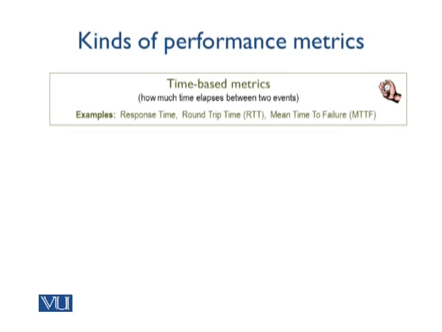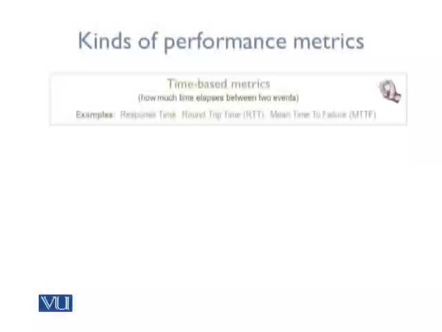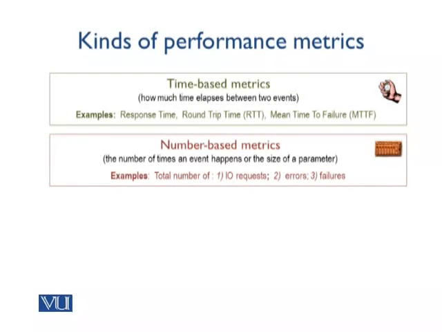Besides this, there are many metrics which measure time duration. For example, response time, mean time to failure, mean time between failures. The last two metrics I mentioned, related to failures, are reliability metrics, and they measure the time between failures. Besides this, another fundamental type of network performance evaluation metric deals with numbers. Numbers here means either counts of some event happening, or the size of a certain parameter. So this is another fundamental type of metric.